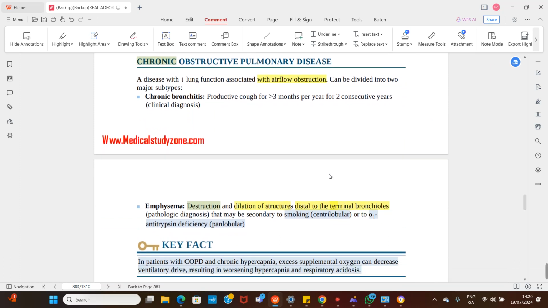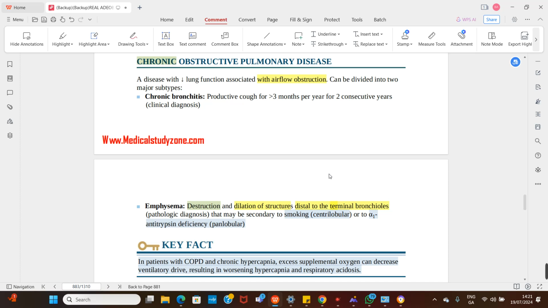So COPD is reduced lung function with airway obstruction, just like asthma. But it has two major phenotypes: chronic bronchitis and emphysema. What you just need to know is that chronic bronchitis is a clinical diagnosis, and emphysema is a pathologic diagnosis.